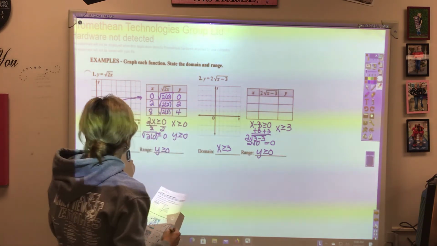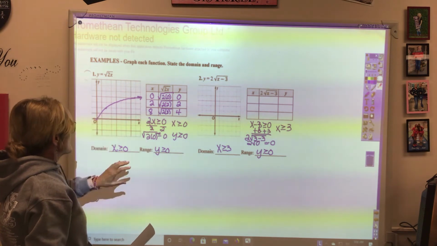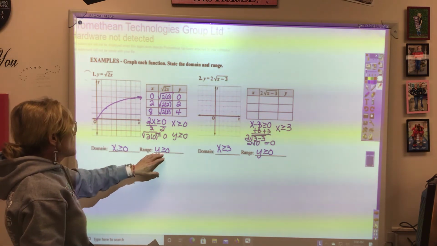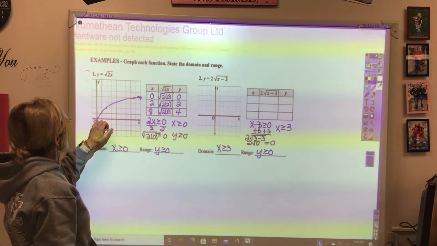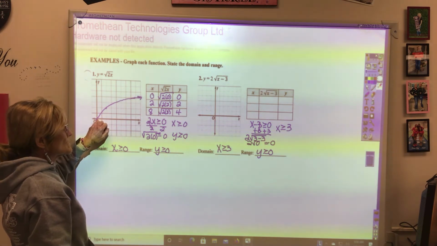And I should have mentioned that in this one, if x is greater than or equal to 0 and y is greater than or equal to 0, then you're not going past this point of 0, 0.